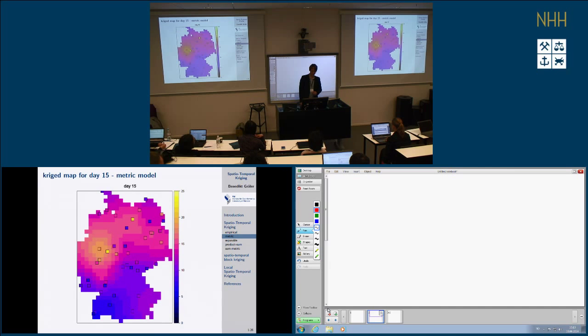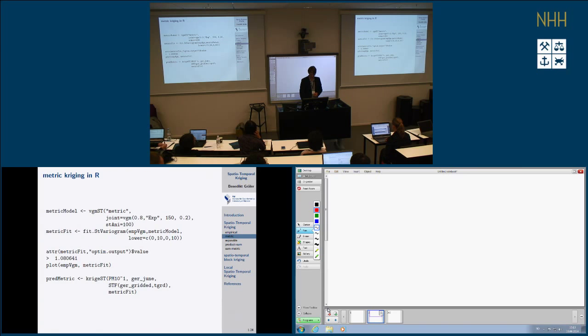And then you can do the kriging prediction. I think the code is here. So there's an extension to the krige function. It's krigeST, but looks otherwise pretty much the same. You tell the function what you would like to predict, PM10 again, the data set you're looking at, Germany, June, and you provide a target grid. So this is just a grid over Germany, Germany gridded, and the temporal time steps you would like to look at. And you provide, of course, the fitted variogram model, the metric fit.